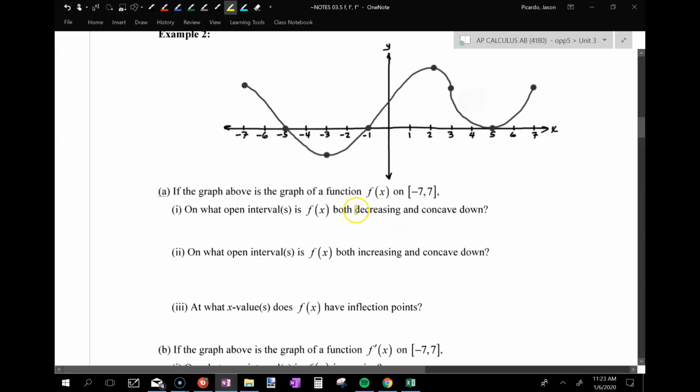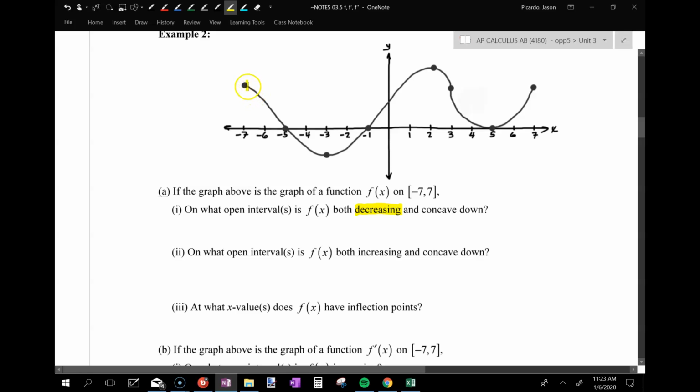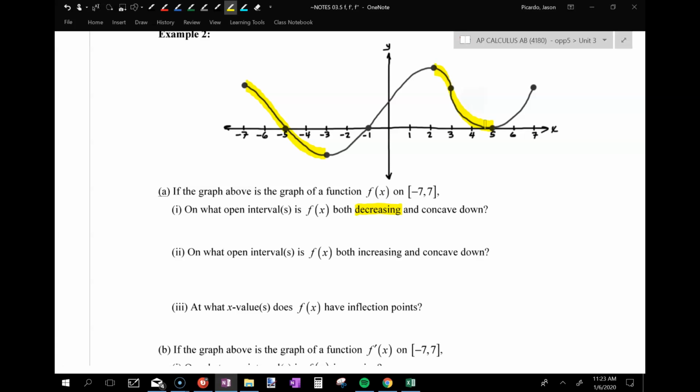All right, so where is it decreasing? Well, decreasing would be what? Where it moves from a higher position to a lower position. So would you agree that part's decreasing? Would you agree that part is decreasing? That cool? Any other part decreasing? Good.